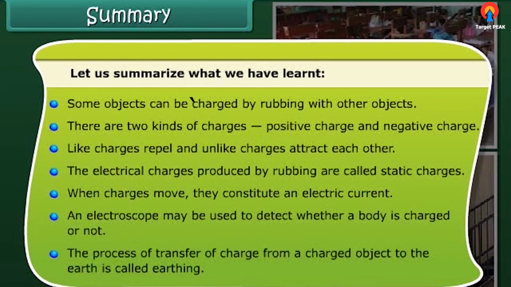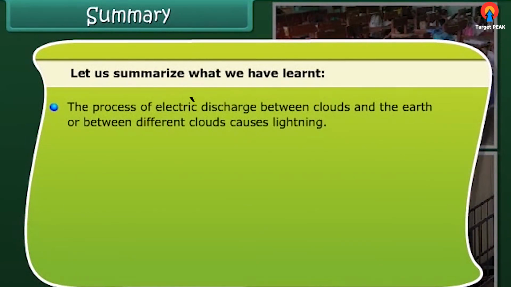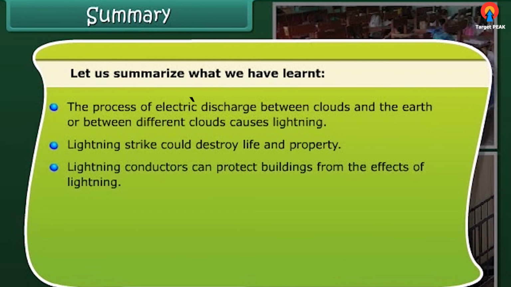The process of transfer of charge from a charged object to the earth is called earthing. The process of electric discharge between clouds and the earth or between different clouds causes lightning. Lightning strike could destroy life and property. Lightning conductors can protect buildings from the effects of lightning.